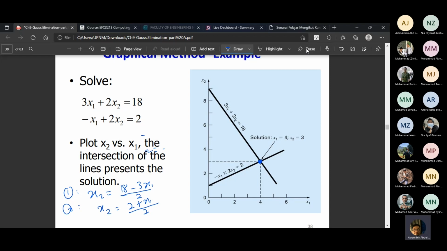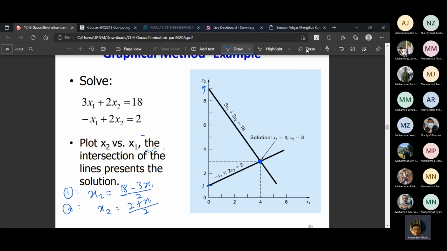So we will plot, okay, for the first one, kita dapat this line. For the second equation, kita dapat this line. Yang mana kita tengok dia akan cross x2 dekat 1. Betul kan? 2 bagi 2, 1 kan? Yang satu lagi dekat 9. 18 bagi 2, 9. Okay, so kita cari kat mana dia cross. Okay, cross kat sini. Intersection kat sini.